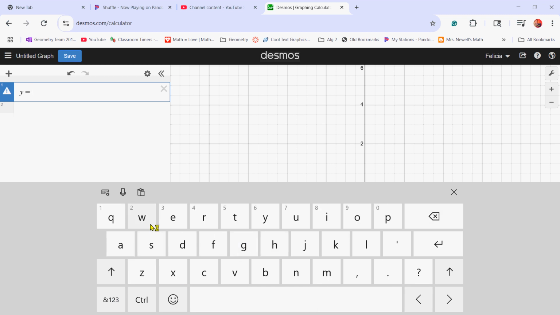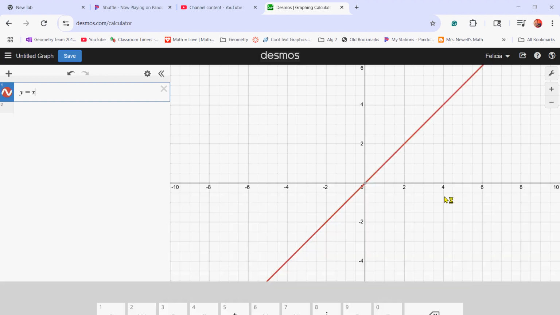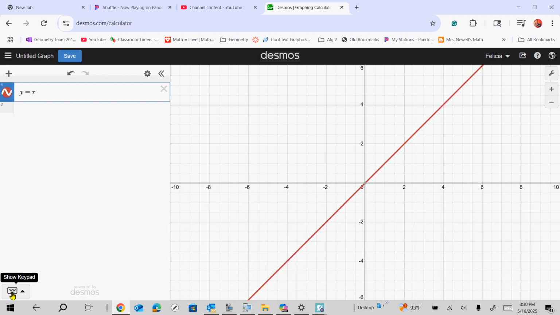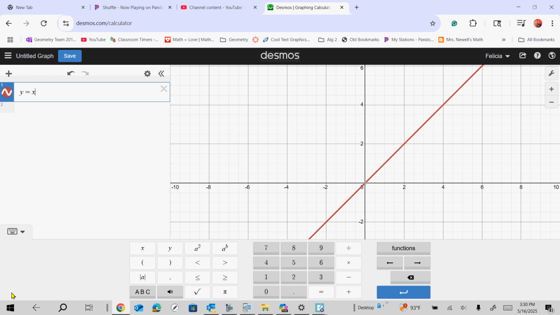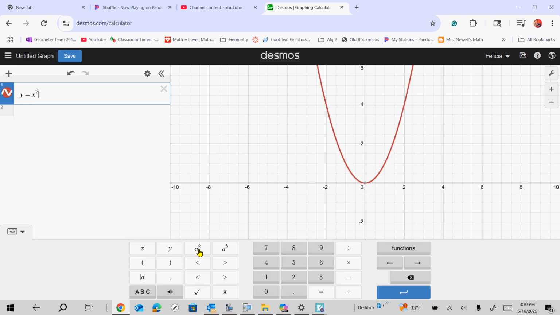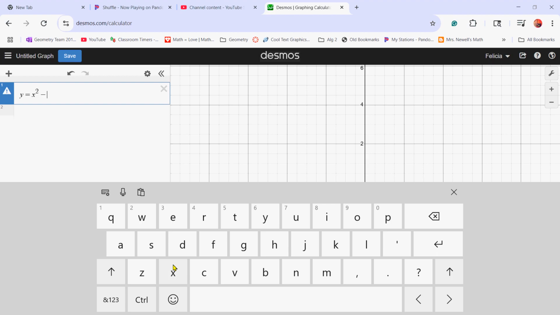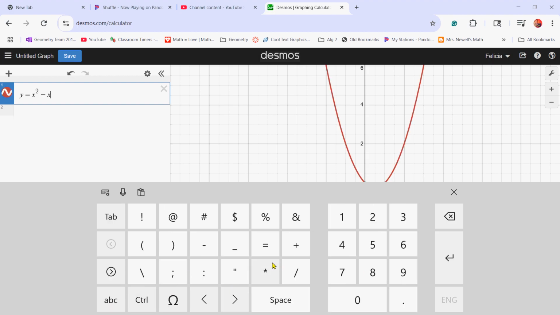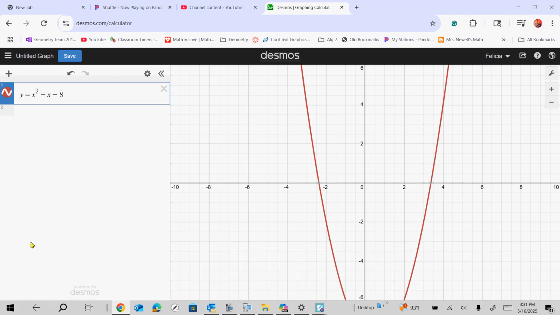To get your x squared, you can hit the keyboard down here to show your options, or you can do shift 6. So right here is the exponent of 2. So we have x squared, but then we also need minus x, and then minus 8. All right, so I'm going to minimize this.